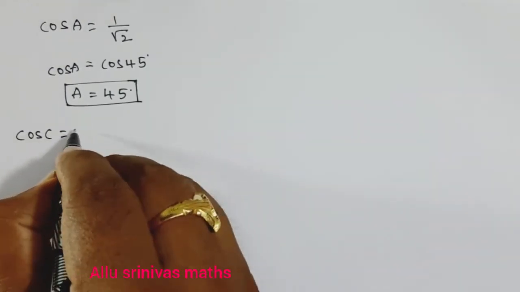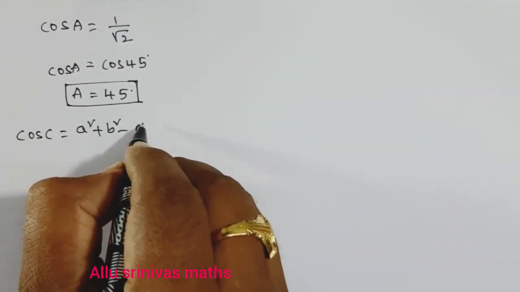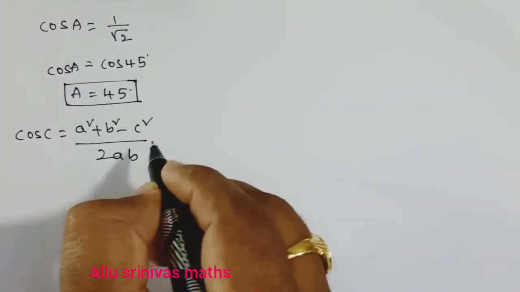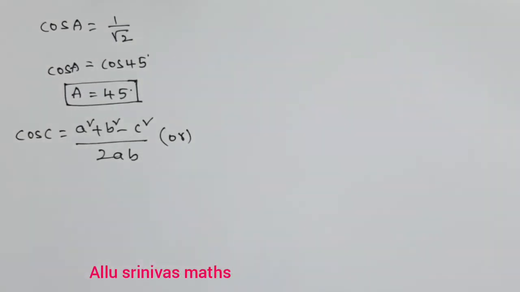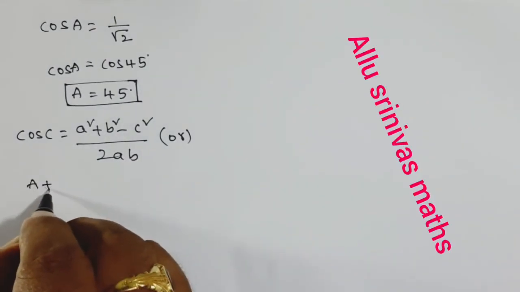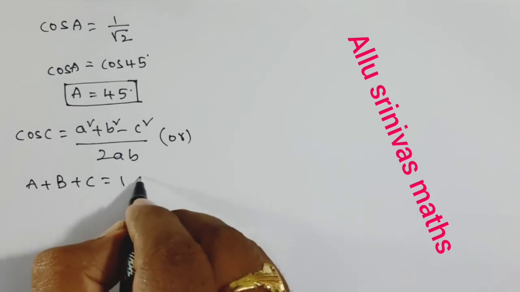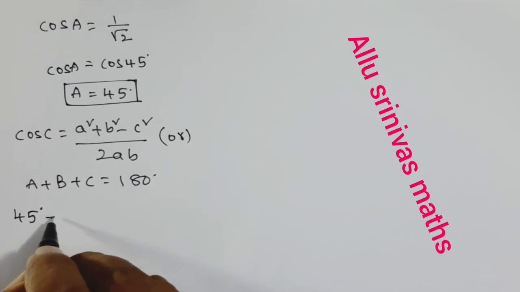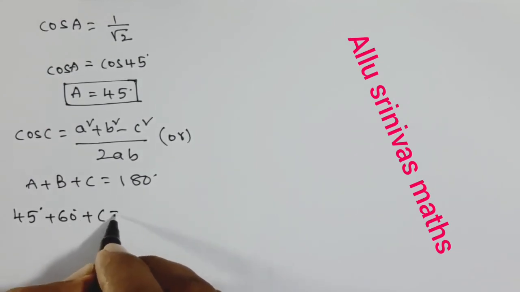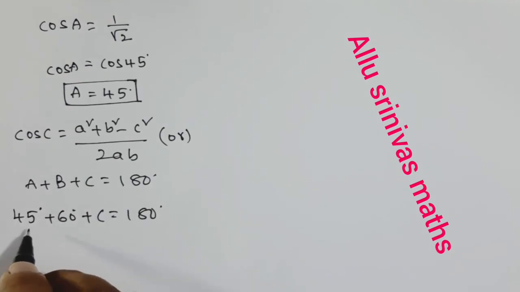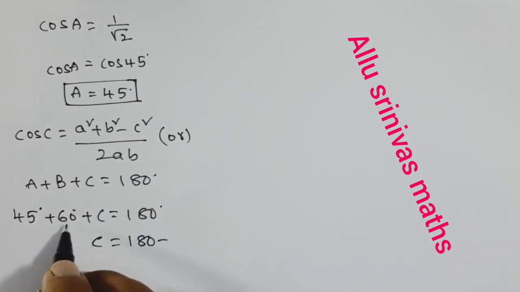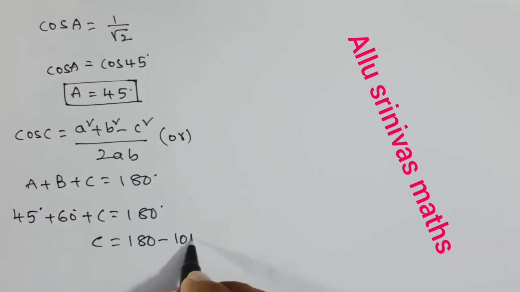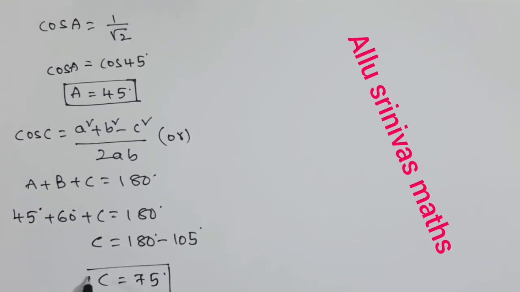Next we have to find angle C by using the cosine rule. Cos C equal to a square plus b square minus c square by 2ab, or the relation between the angles, A plus B plus C equal to 180 degrees, where A is 45 degrees and B is 60 degrees, plus C equal to 180 degrees. 45 plus 60 is 105 degrees sent to RHS side, 180 degrees minus 105 degrees. Then finally angle C equal to 75 degrees. This is the required angle of this problem.